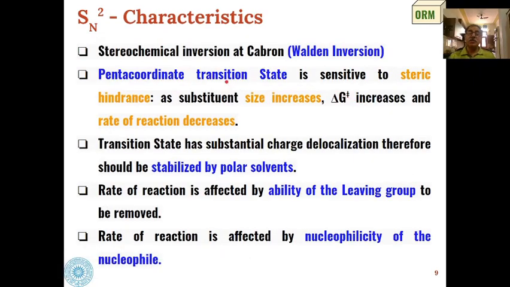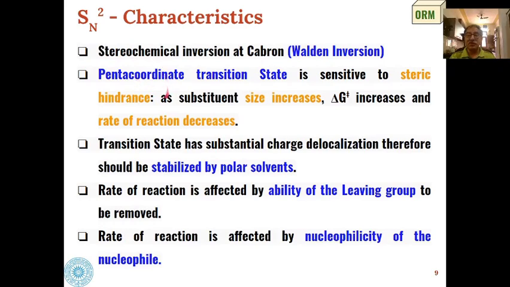The characteristics of SN2 reactions: all SN2 reactions take place with inversion of configuration in the products, if we start with chiral reactants. Such complete inversion of configuration in SN2 type of reactions is known as Walden inversion. Then we have seen that the transition state involved in the SN2 reaction is a pentacoordinate transition state.